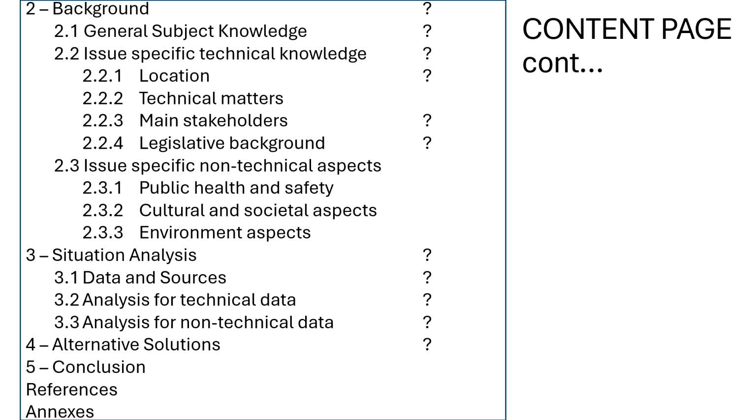So that you can write the first part of the background, 2.1, general subject knowledge. Then 2.2, you can write issue specific technical knowledge about the selected problem, specific technical knowledge that you have to have. Under that, you also must give the location of the problem, different technical matters related to that, who the stakeholders of the issue are, and the legislative background.